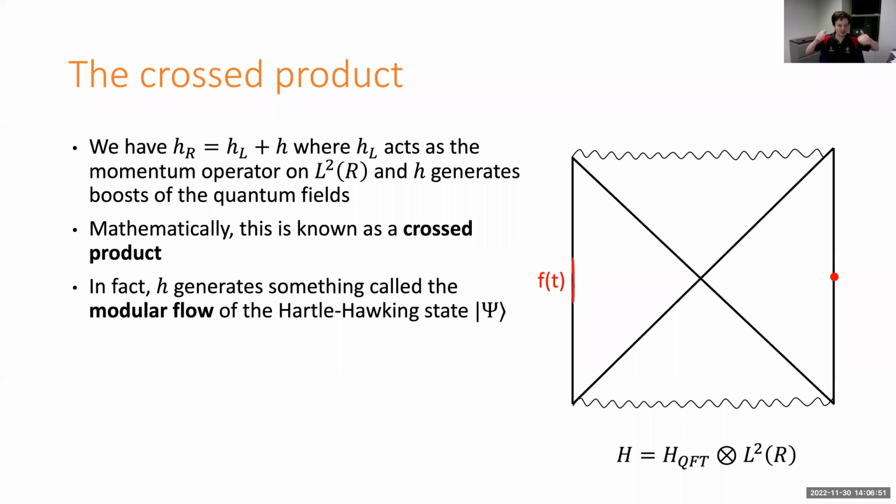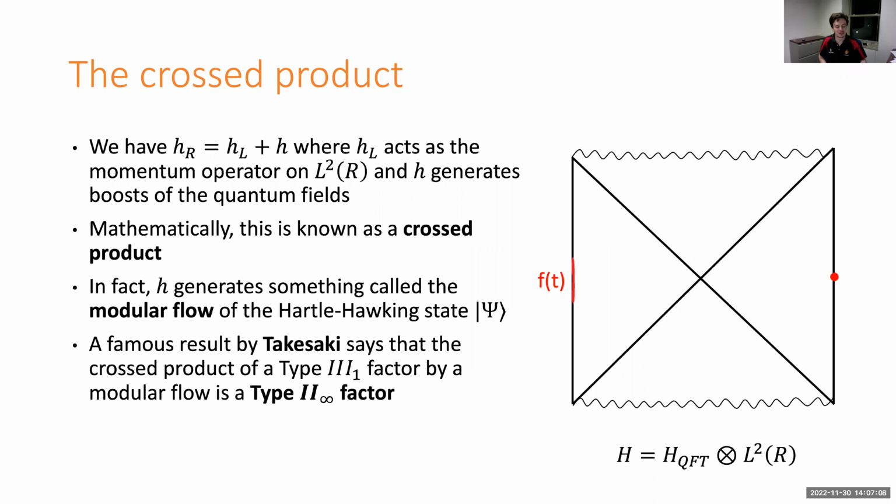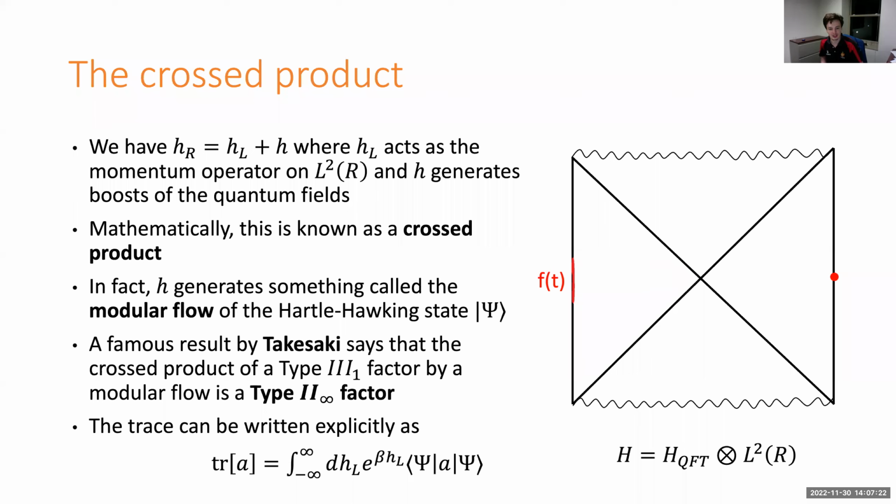Type 2 ones were great. People loved working on them. They were super beautiful, particularly type 2-1. And then Takesaki came along and showed that if you take a type 3 algebra and take its cross product by modular flow, you get a type 2 algebra. In fact, if it's the cross product of a type 3-1 factor, which QFT algebras are, you get a type 2 infinity factor after doing the cross product. So this type 2 infinity factor has a trace.